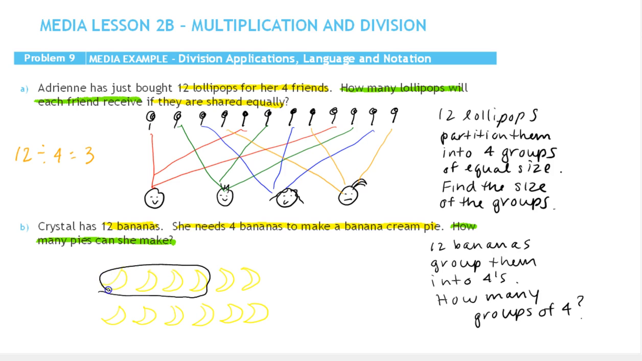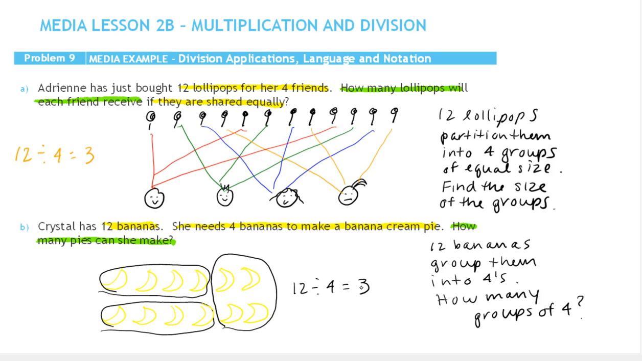Okay, so this is going to be enough for 1 pie. That's enough for the 2nd pie. And this is for the 3rd pie. So she can make 3 pies. So again, 12 divided by 4 gives us 3.